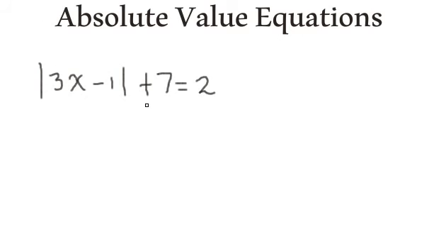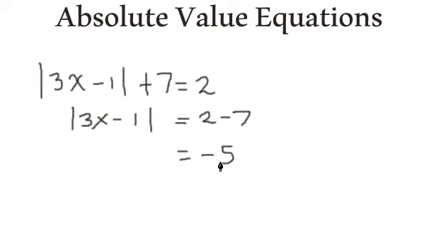So the first thing I'm going to do is get this thing in standard form. That is, I want just what's in the absolute value bars on the left-hand side of the equal sign. So let's get rid of this 7 and bring it over to the right. If it's positive, when we bring it over to the right, it becomes negative. And so we're left with 3x minus 1. So 2 minus 7 is a negative 5.